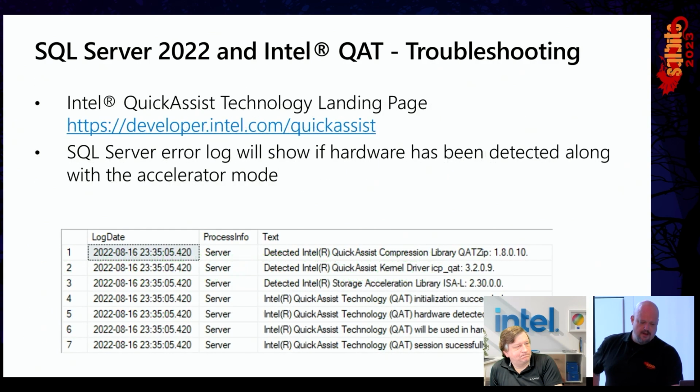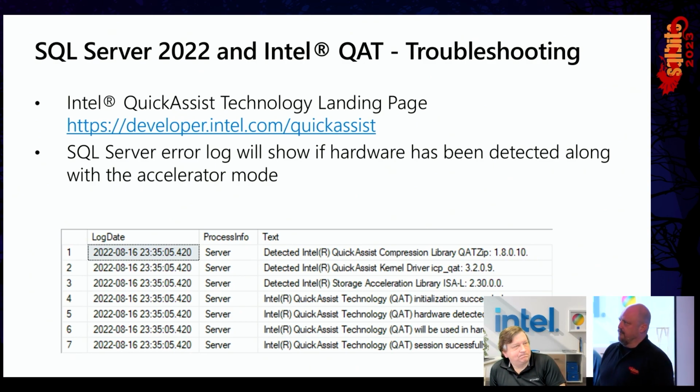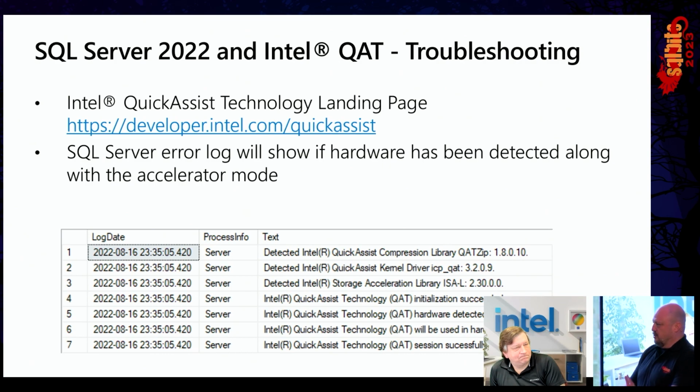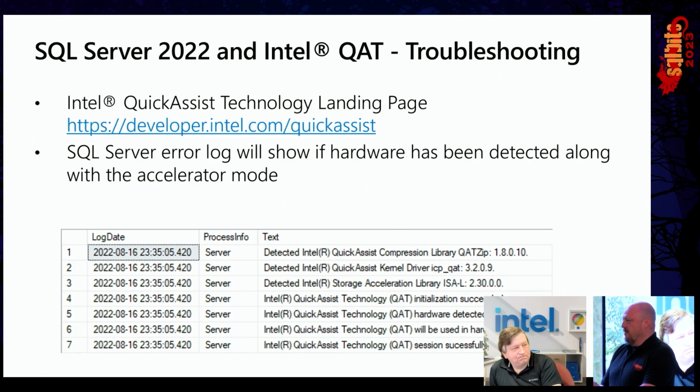In addition, absolutely leverage the error log. So in the error log here, if I'm looking for what's going on from a troubleshooting perspective, you want to see that it sees what the compression library is, sees that I have Intel QuickAssist technology available, what the storage library is, what mode it's in, and see if there's any other issues going on. If you see any issues, it'll point you to the troubleshooting guide, and the Intel QuickAssist landing page gives you more details along with white papers and the latest drivers.